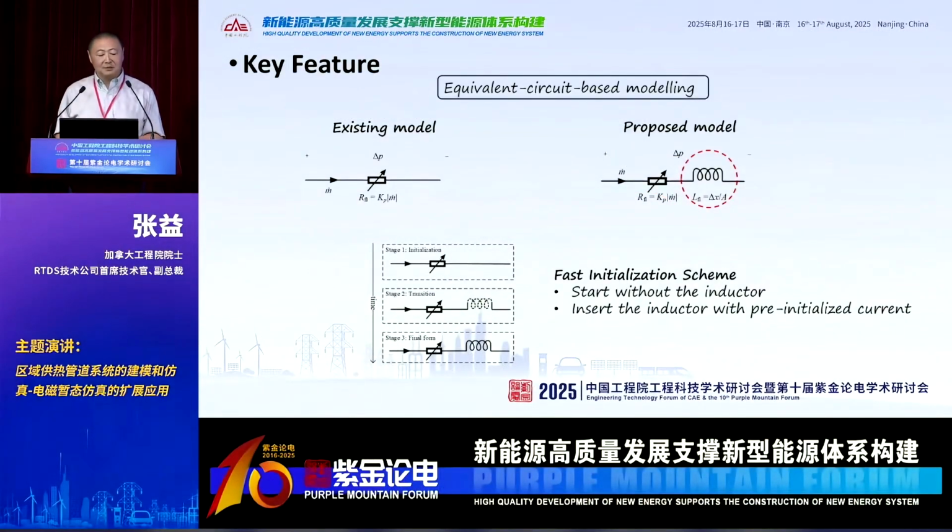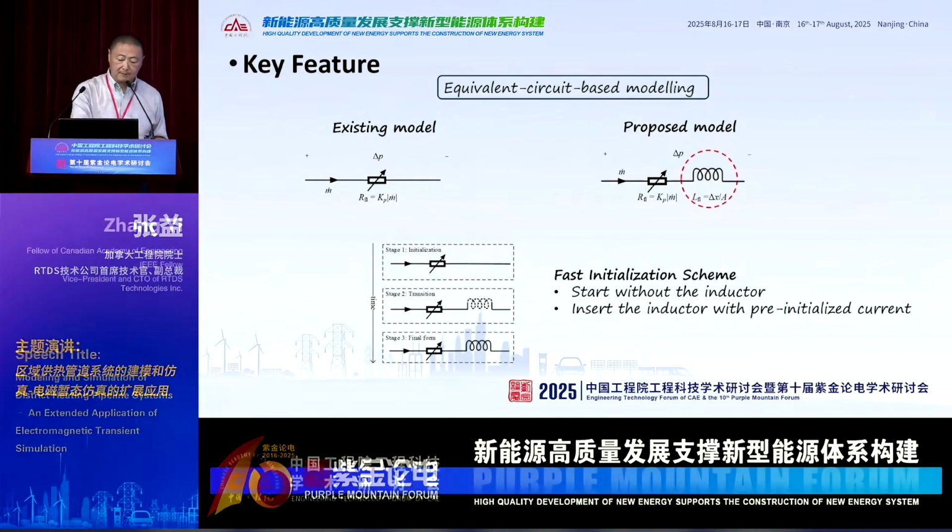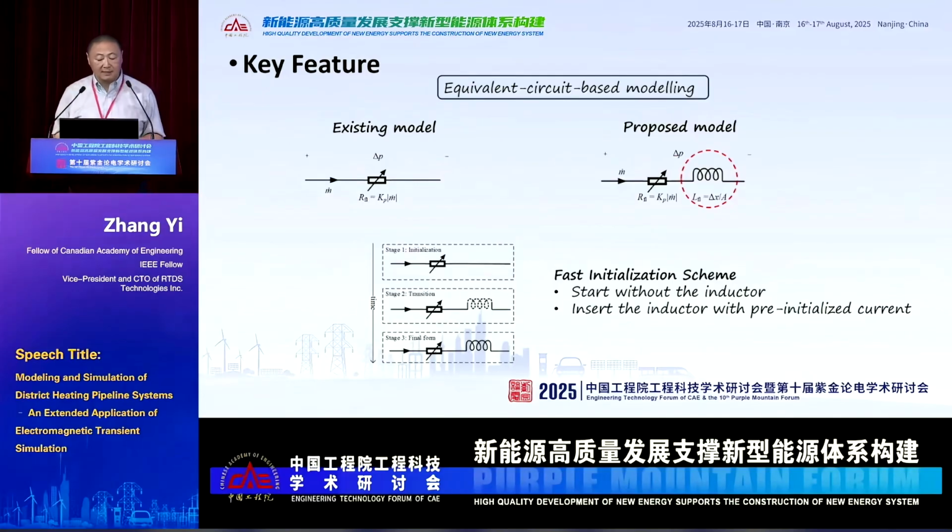Because we know that if we apply pressure on the water, the speed will not go up to the constant speed immediately. It will gradually increase. Everyone knows this is inertia. So by this point, we basically include the dynamics of the water flow, the hydraulic dynamics.